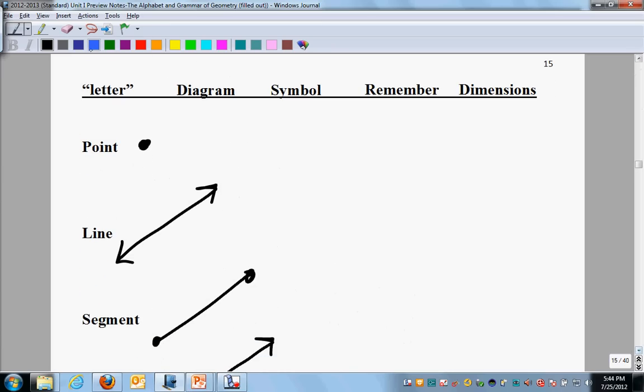For a point, we name points by their letters. So if I put a capital letter, it has to be a capital letter. The symbol for that point A is just the capital letter A.